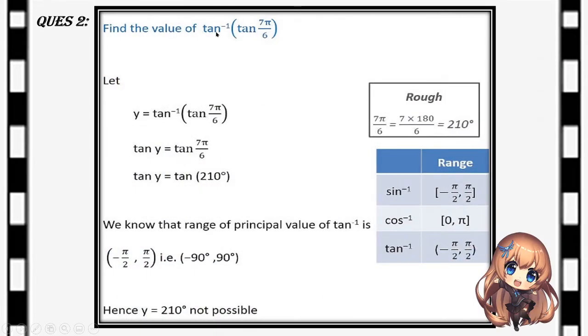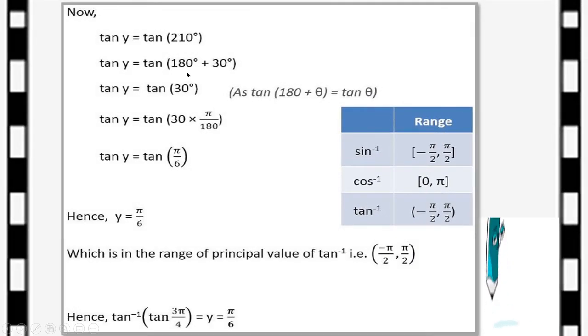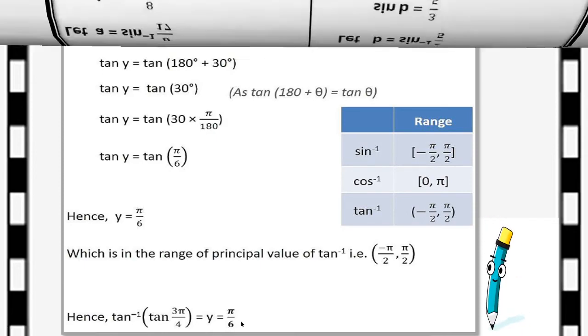Find the value of tan inverse tan 7 pi by 6. Let it be equal to y. So tan y equal to tan 7 pi by 6. 7 pi by 6 is 210 degree, which is out of our principal value range. Now 210 degree can be written as 180 plus 30, which is equal to tan 30. Now convert this 30 degree into radian, or if you want you can do this calculation straight away in radian only. And pi by 6 is very well in our range, so this is the only answer.